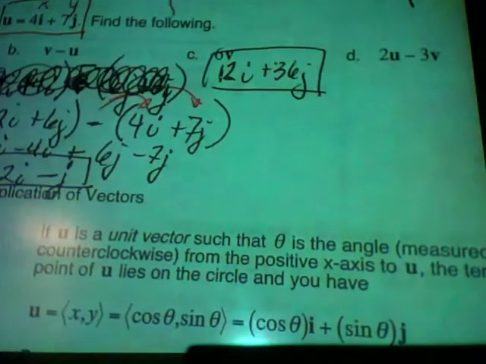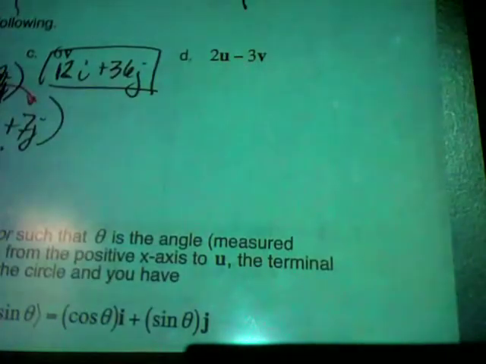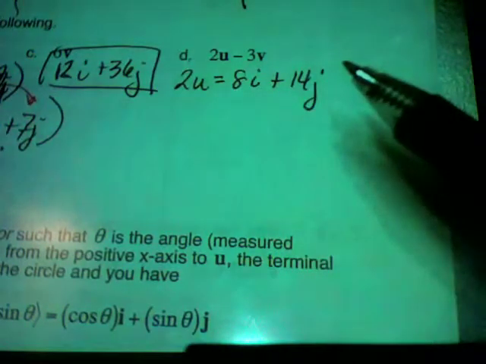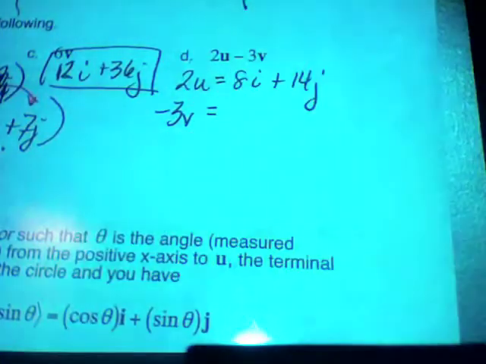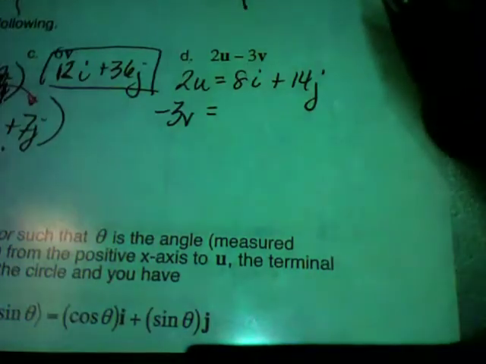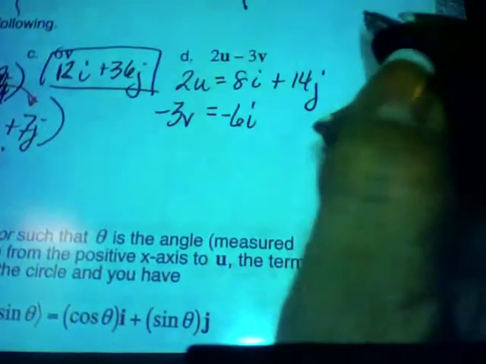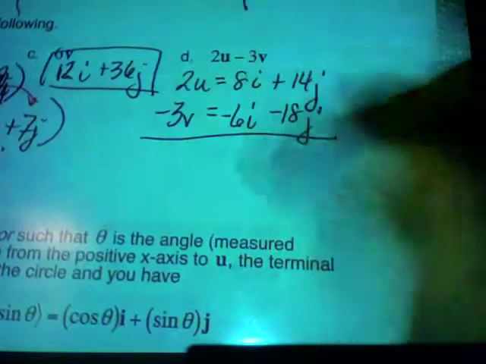Now be careful with d. So we're going to find 2u and we're going to find 3v, and then we're going to subtract. So 2u equals what? 8i plus 14j. We multiplied u by 2. And then just do 3v. I mean, technically, I guess you could do negative 3v. Do you want to do it that way? Yes. Okay. So we'll find negative 3v, and what that means is we're multiplying v by a negative scalar, right? So what's negative 3 times 2i? Negative 6i. And then negative 3 times 6j? Negative 18j.